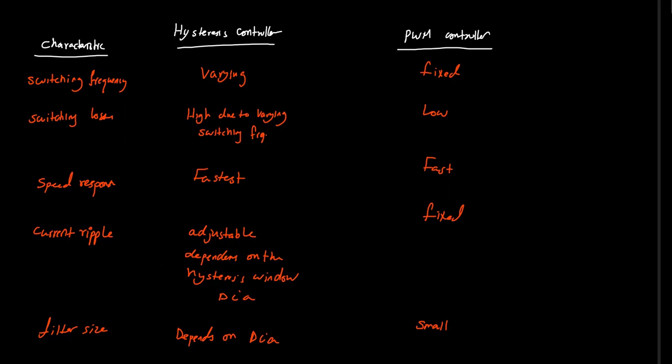Now, most of the time in the literature and the industry, we prefer to use the pulse width modulation type controller. It's linear, it has a fixed frequency, it has a fast response, low switching losses, and simply it has a small filter size. So this one is the preferred method.